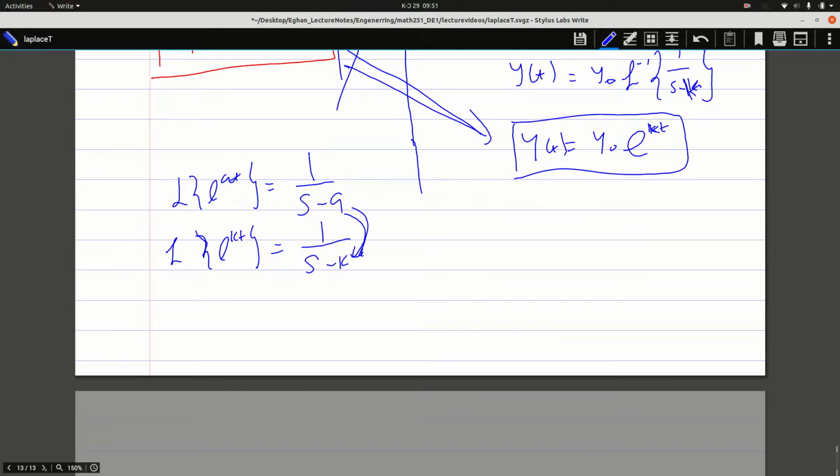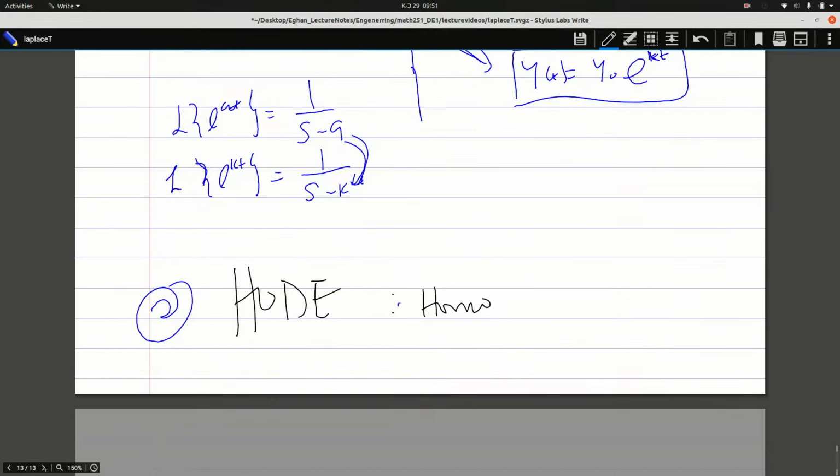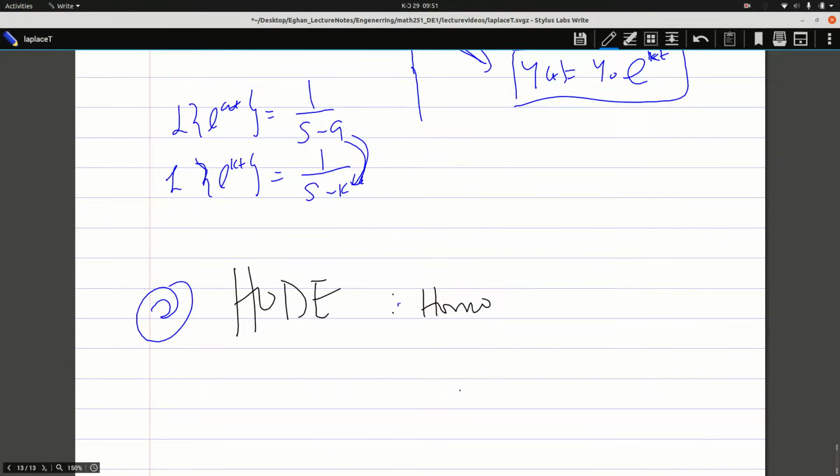Let me take the second example on higher order. So example 2, I'm going to take the higher order differential equation. Here I'm going to take the homogeneous part of it, not the non-homogeneous. We'll take that later. Let's consider a simple Newton's second law, which is the Hooke's law.